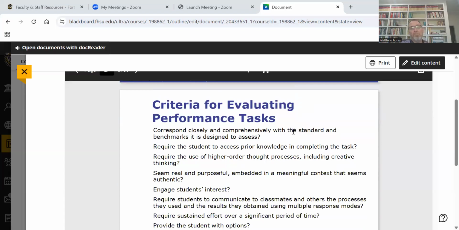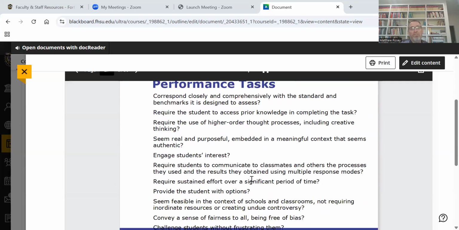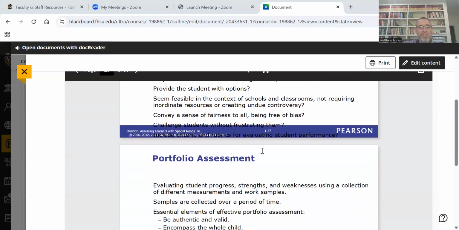Okay, you can come up with some criteria for evaluating those tasks, just based on their correspondence and how closely related it is to the standard or the benchmark. Require the student to access prior knowledge in completing that task. Is it real? Is it purposeful? Engage students' interest and require sustained effort over a significant period of time, and then provide the student with options. And then there are a couple other suggestions there.